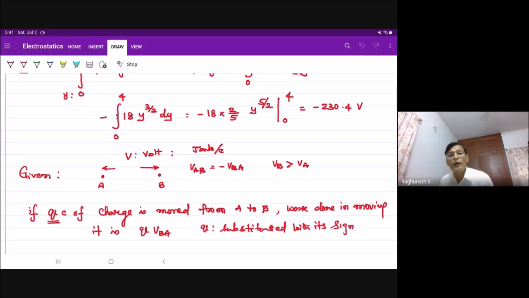If it is moved from A to B, it is Q times VAB. Naturally. But if VBA is positive, VAB is negative. If that QVAB or QVBA comes out to be positive, work is done on it. Where VAB basically is given as a value, positive or negative, the charge is substituted with its sign. Per unit charge, work done is V. Per Q coulombs of charge, it is QV.